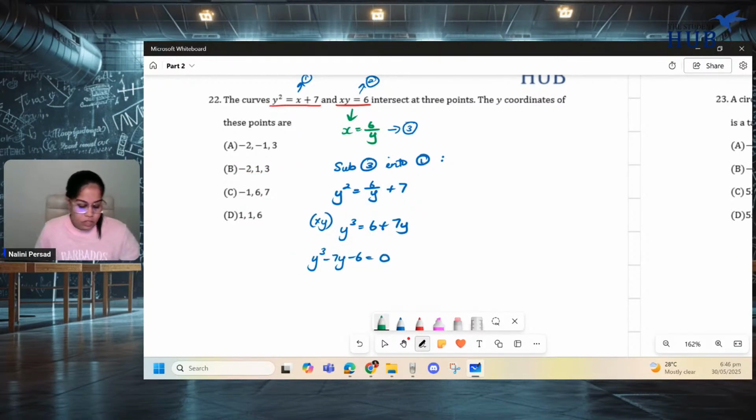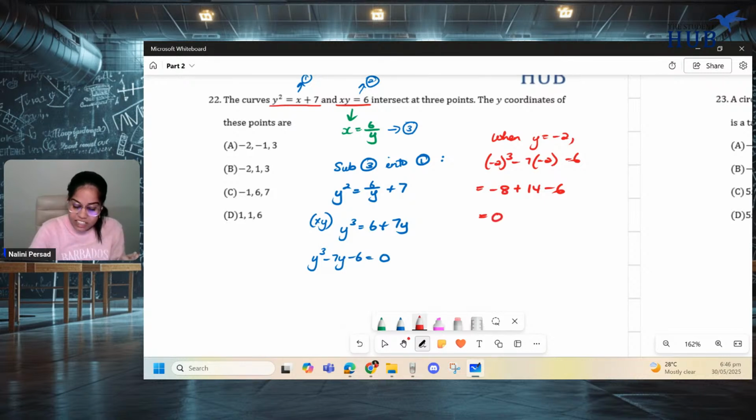Right? So let's try when y is negative 2. Negative 2 cubed minus 7 times negative 2 minus 6. This is negative 8 plus 14 minus 6. This gives 0. So negative 2 is good. So you're not even going to consider option C and D, right? Negative 2 is good. We don't even need to check 3.